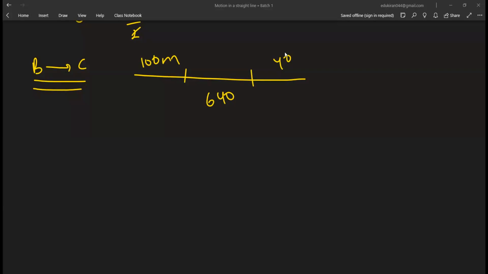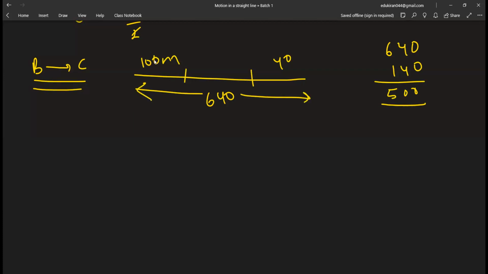Class, other students do not know this basic mathematics. Total is 640. From 640, you have to remove 140. If you remove 140, you are left with 500. What was difficult in this, and how come you were getting wrong answers? 640 is the total. 100 is taken out here. 40 is taken out here.